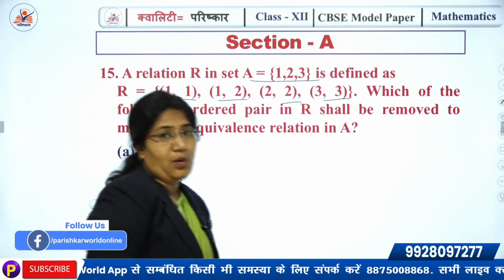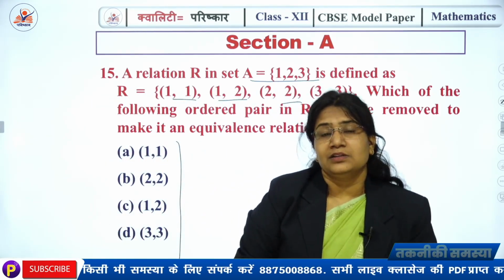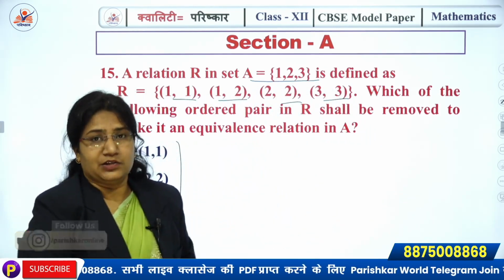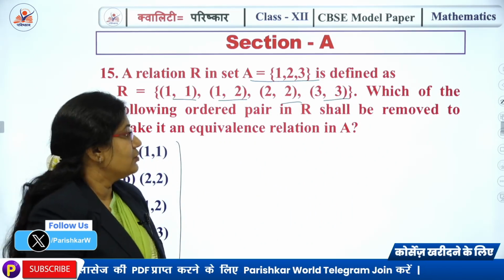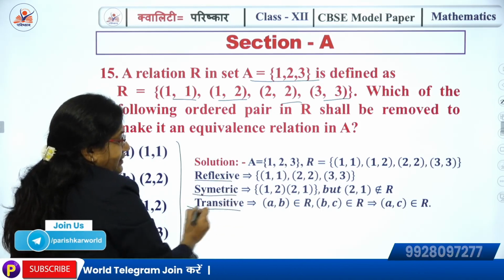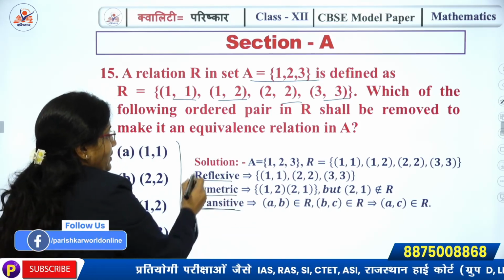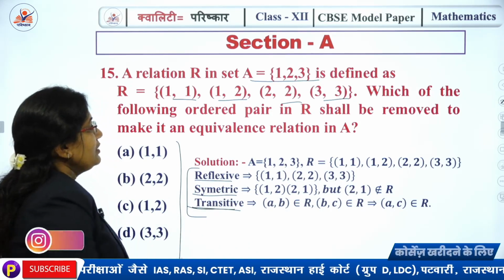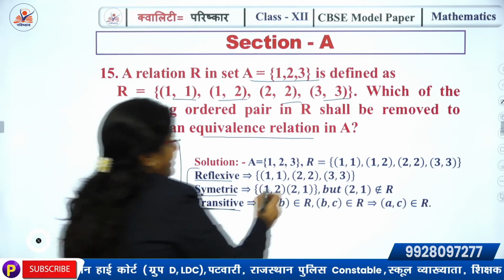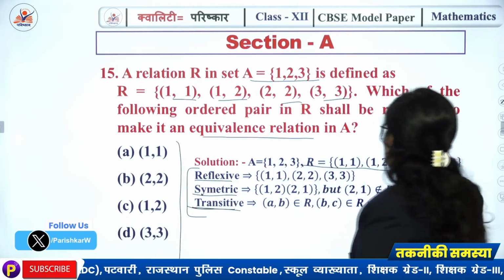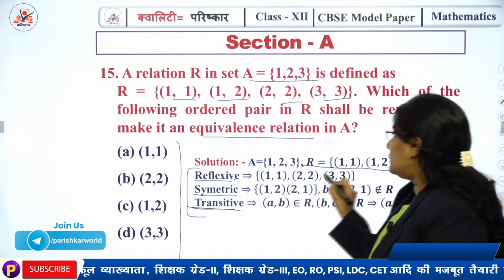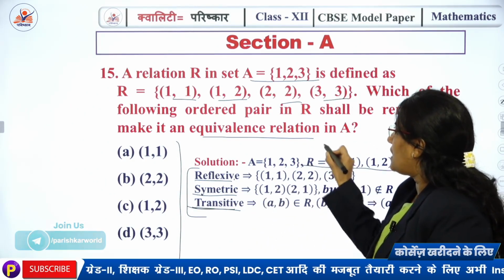Students, we have properties for an equivalence relation. 3 properties must be satisfied for having an equivalence relation, which are reflexive, symmetric and transitive. We have A equal to {1, 2, 3} and the relation R is given by (1,1), (1,2), (2,2) and (3,3). Reflexivity says (1,1), (2,2) and (3,3) must be in relation R.